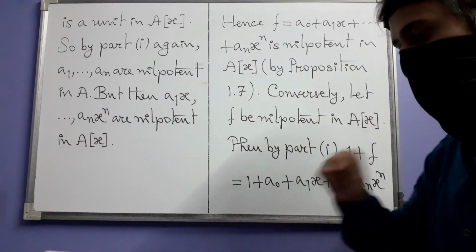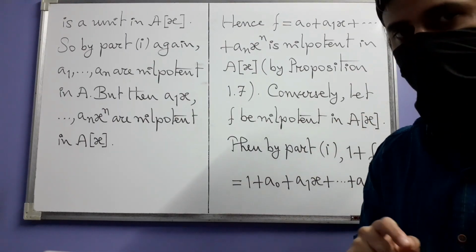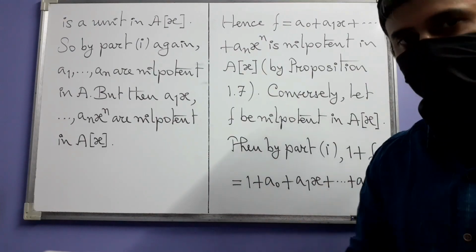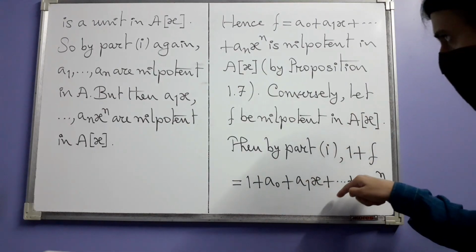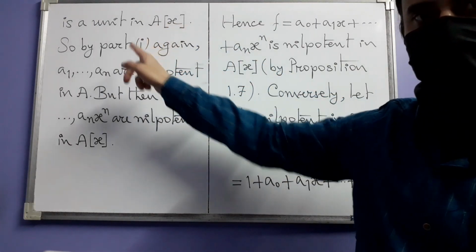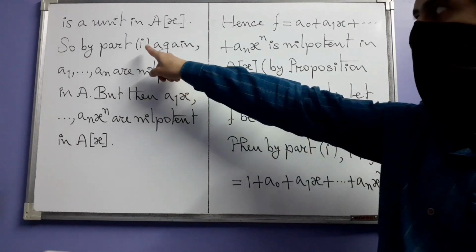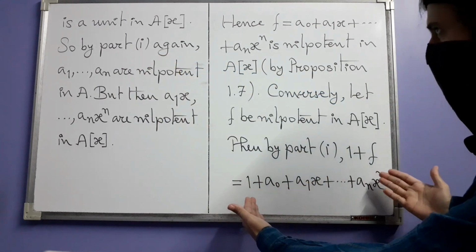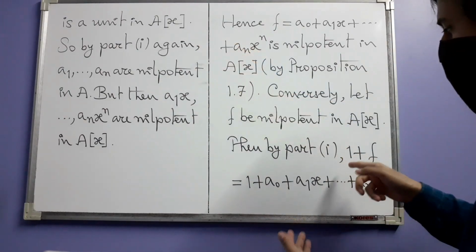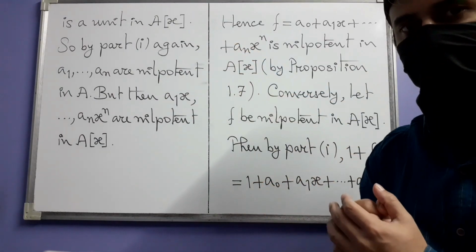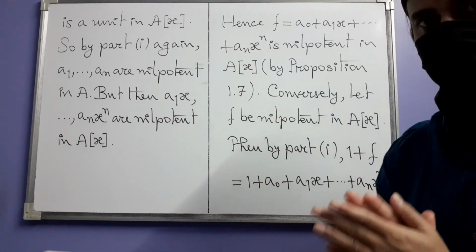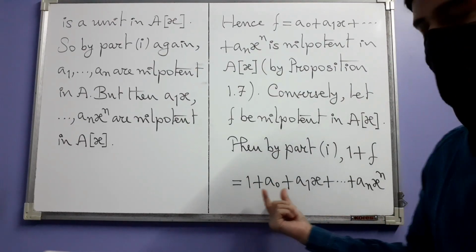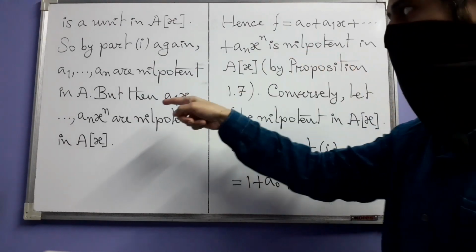Actually, I should make it more clear what I mean by part 1 here. By the solution to part 1, where we showed that the sum of a unit and a nilpotent element is a unit, by that result, this is a unit in A[x]. But then by the actual statement of part 1, this is also a polynomial, right? And we find that this 1 plus f is a unit. So what does part 1 tell us? It tells us then that 1 plus a0 is a unit and the other coefficients are nilpotent.